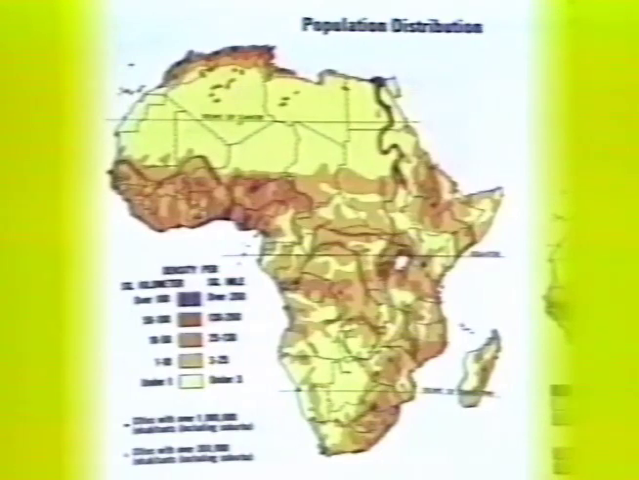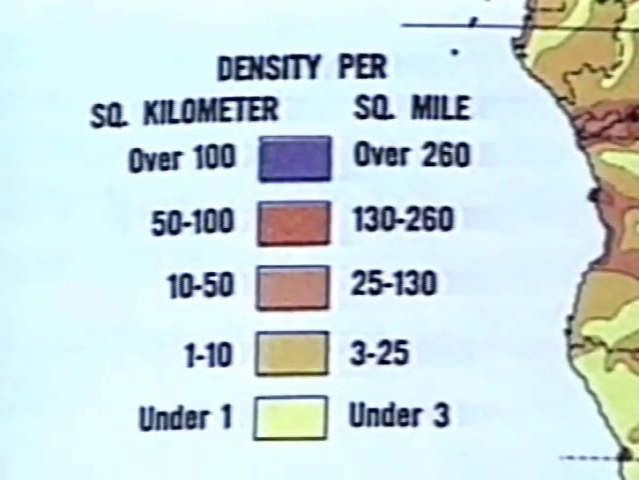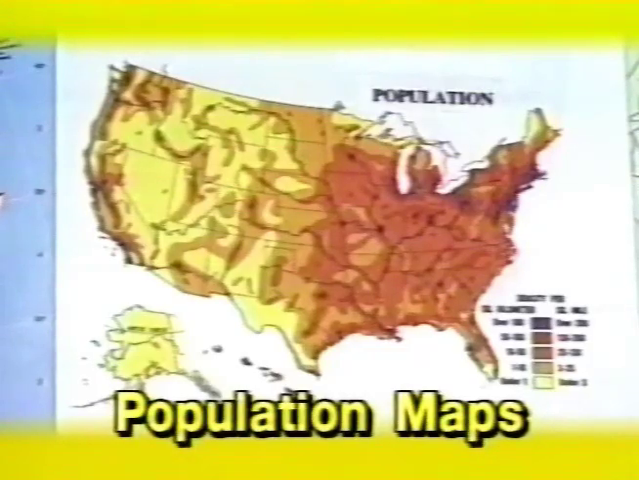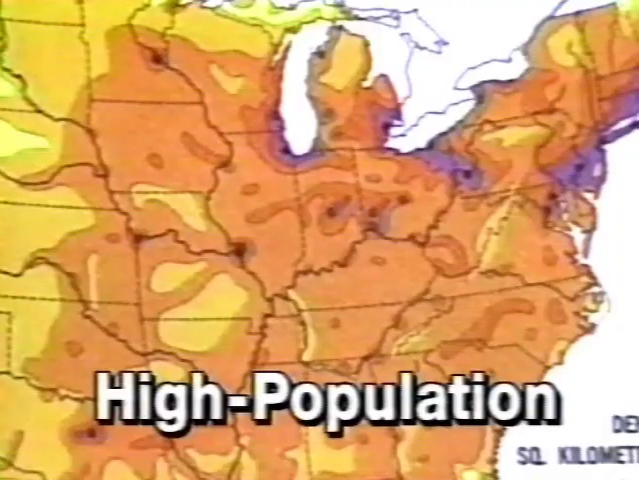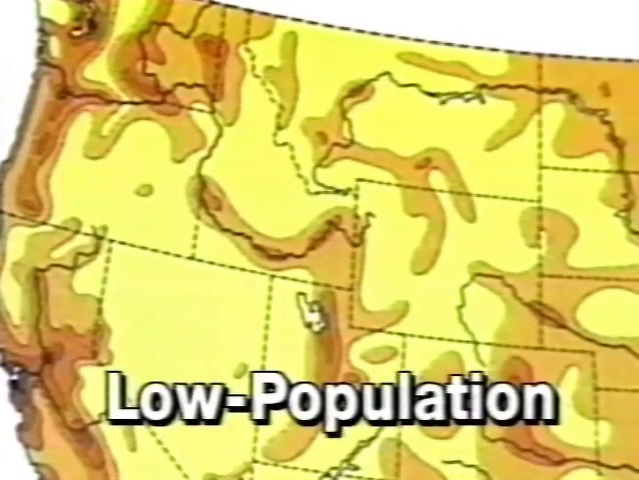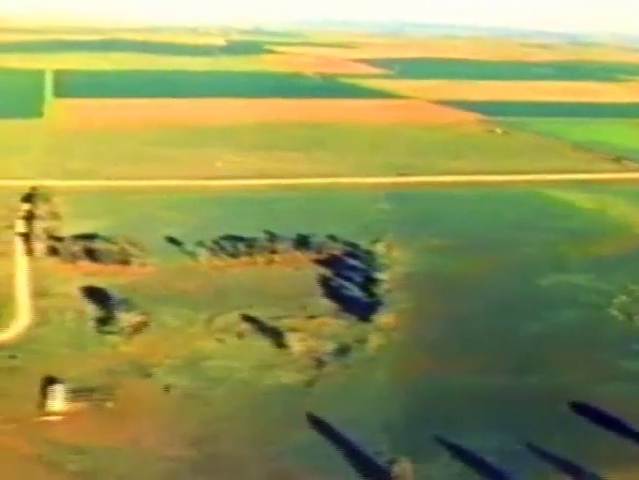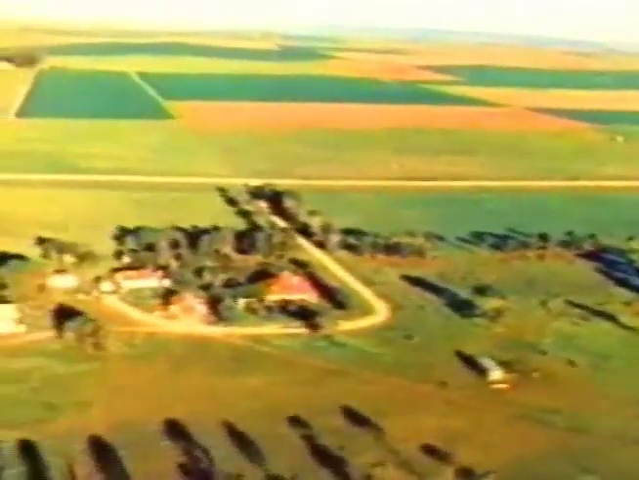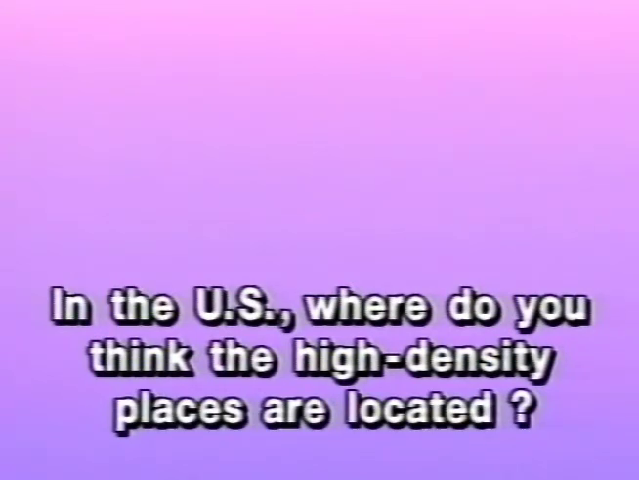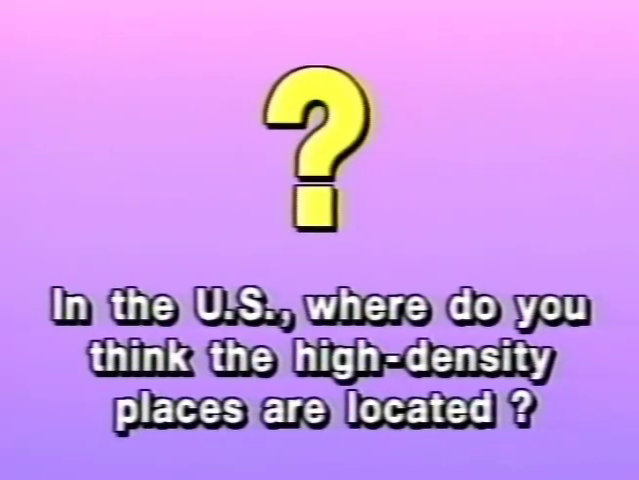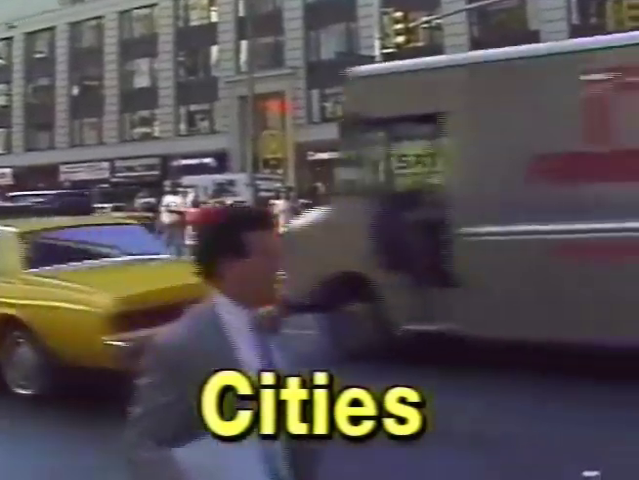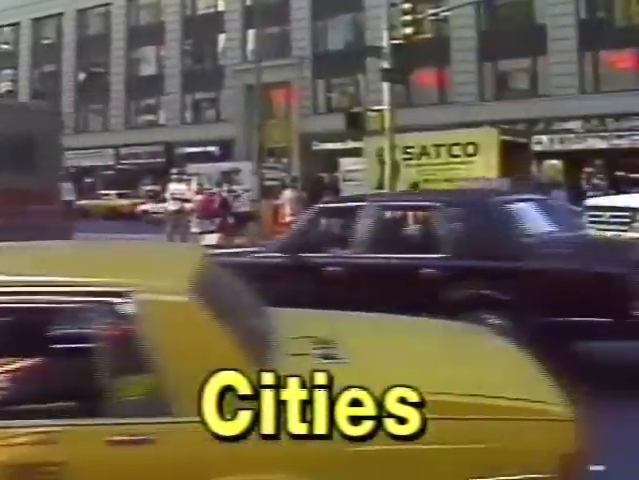Maps can show the distribution of people in various areas around the world. In population maps like this one of the U.S., some places have a high population density, where people live very close to one another. In other places, there may be low population density, where people live far from one another. In the United States, where do you think the high-density places are located? Cities are the places with high-density population, not only in the U.S., but around the world.